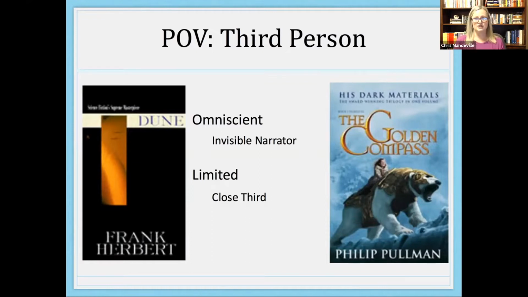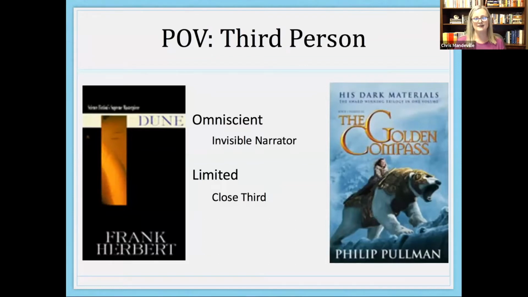In contrast to omniscient is limited or close third person POV, much more common in today's fiction. It is still he, she, they, but it feels like first person, like somebody is personally narrating this and telling you the story, because in close third, the reader is seeing the story from behind the eyes of a character. So the reader knows in close third what that one character, that one perspective character, is thinking, feeling, seeing, and doing from behind their eyes.